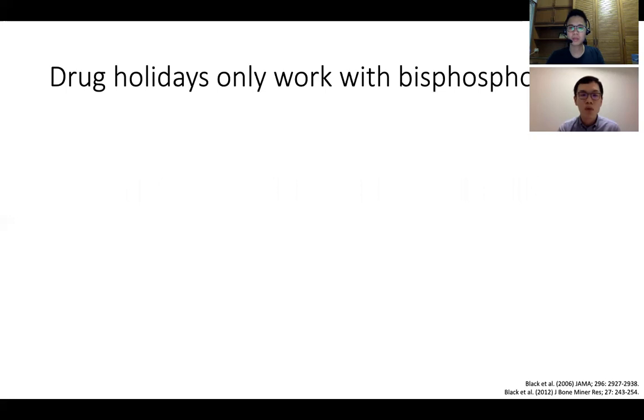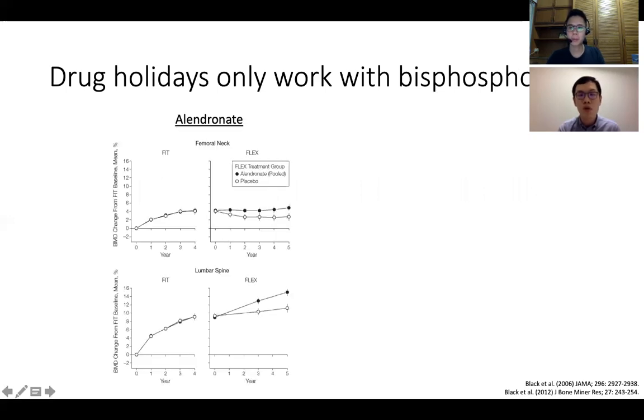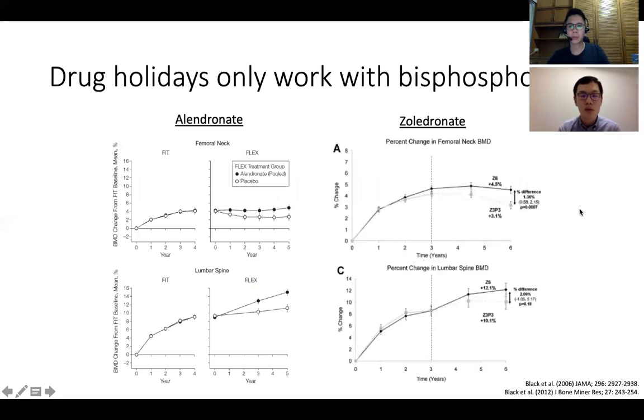I think we'll look at drug holidays first, because that's probably the most common issue that you might encounter when you treat somebody for osteoporosis.